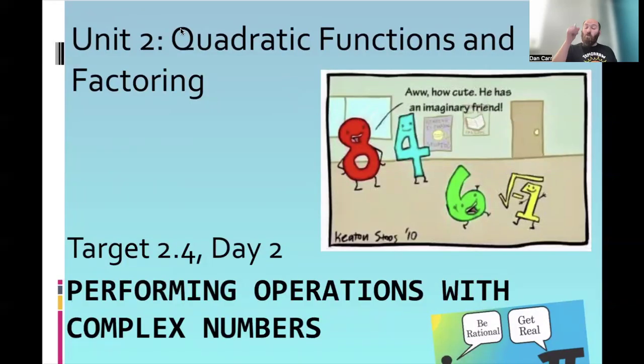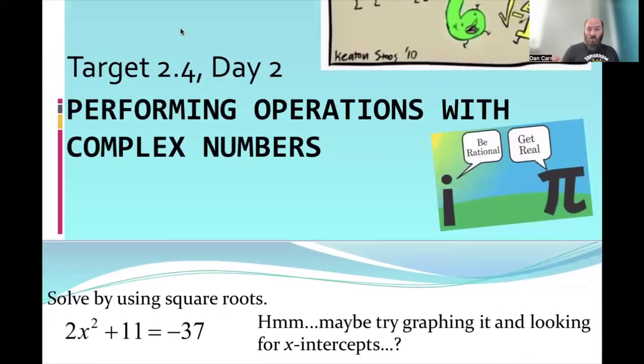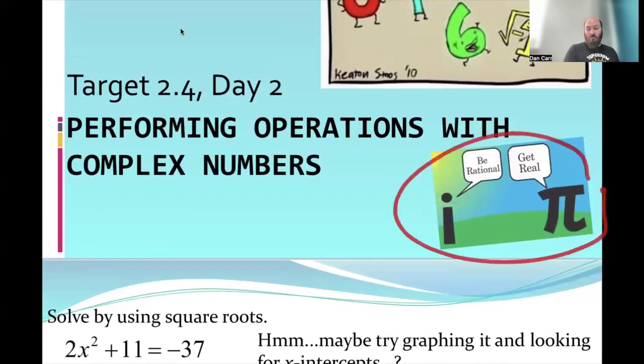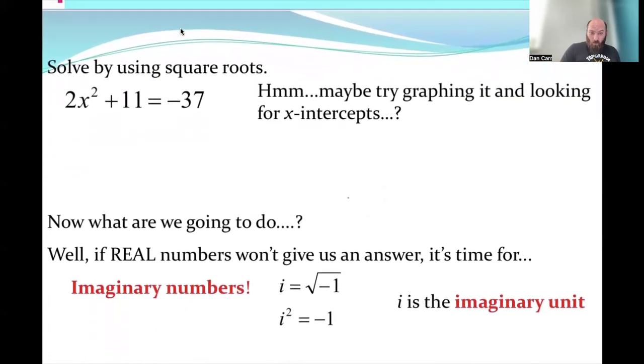Today we're going to be looking at 2.4 day 2, performing number operations with complex numbers. Okay, so our complex numbers are going to be any combination of real and rational numbers. So that's our little comic here. Okay, so solve by using square roots.